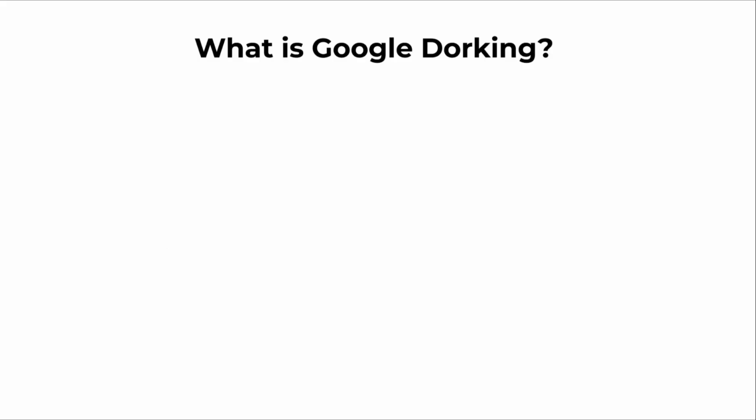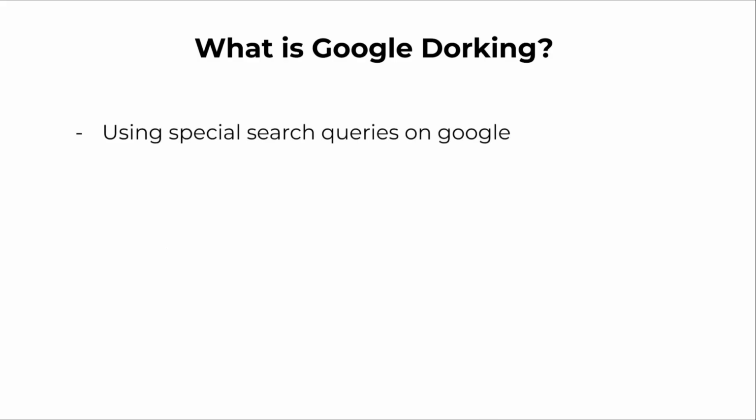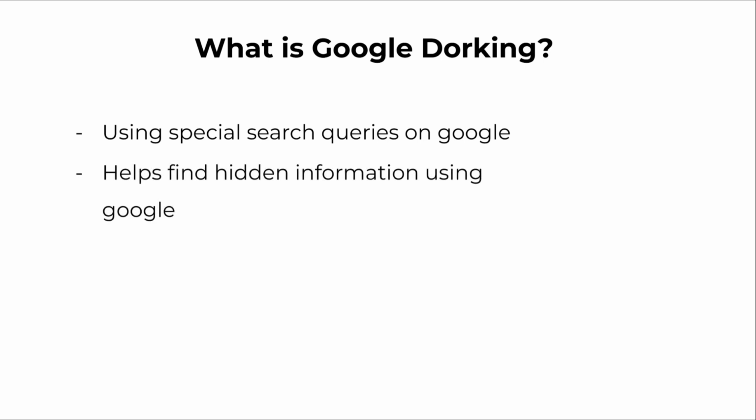Next is Google dorking. If you don't know, Google dorking refers to the practice of using some special search queries on Google. These operators can help find hidden information, sensitive data, and information that is not usually returned in search results. Some of the common operators that we use are site, inurl, filetype, intitle. There are many other operators. They've recently written an article on Google dorking, so you can find the link for it in the description below.